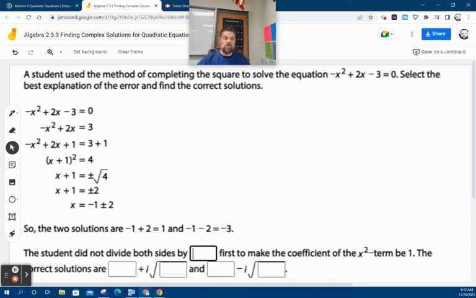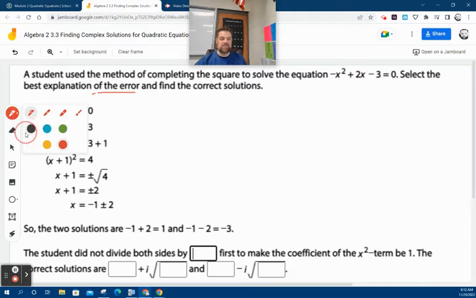All right. So a student used a method of completing the square to solve the equation negative x squared plus 2x minus 3 equals 0. Select the best explanation of the error. Of the error. That means there's going to be an error. And then find the correct solutions. So I'm just going to write this over here and solve it, and then we'll see where there's a mistake, which is what I should have done the first time we tried this problem.